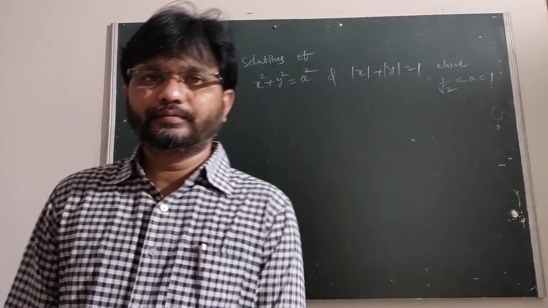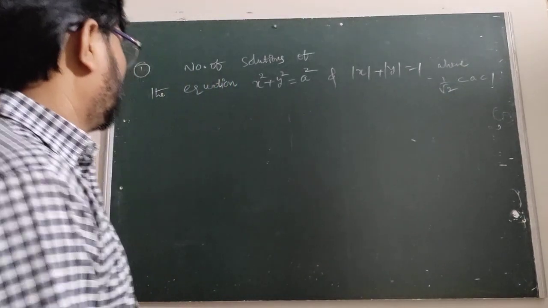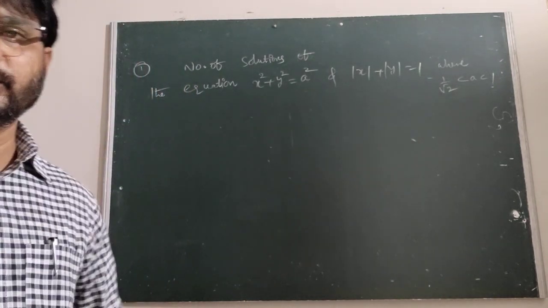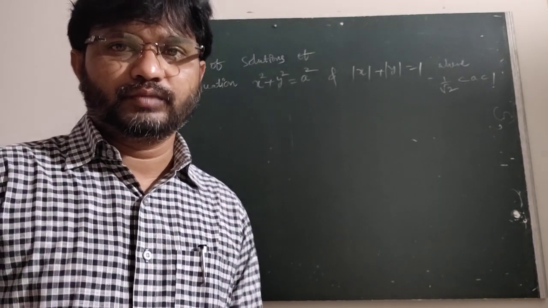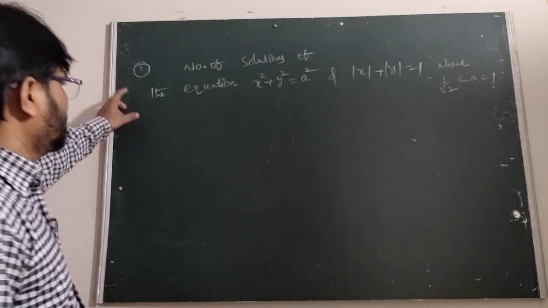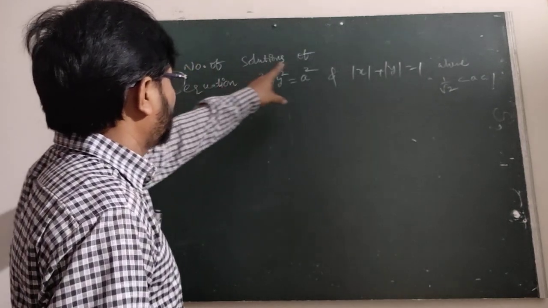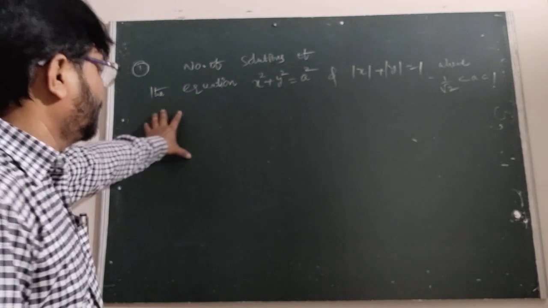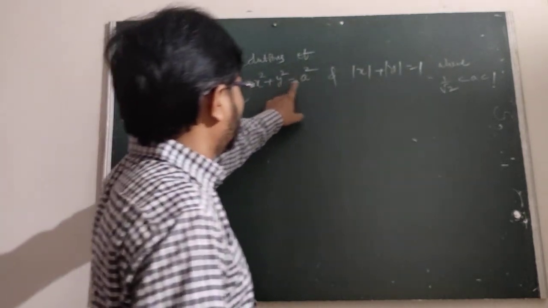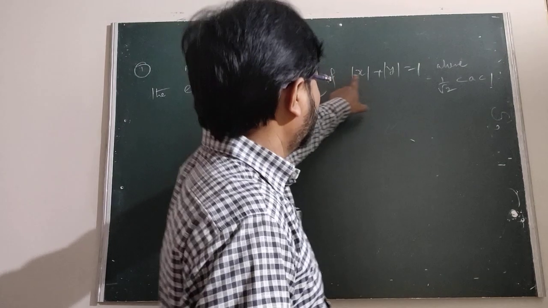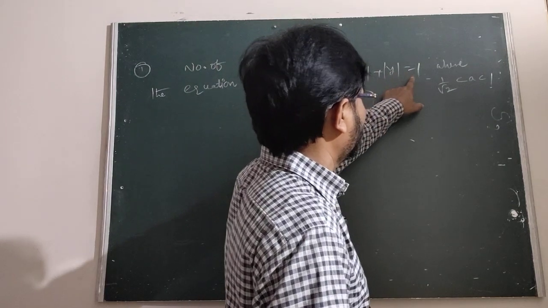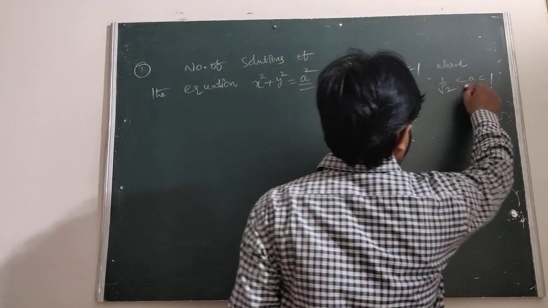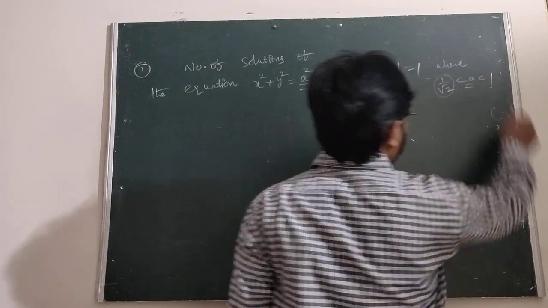Hi everyone, good morning. So today we are going to look at some different models in quadratic expressions and theory of equations. Question number 1: the number of solutions of the equation x square plus y square equal to a square and mod x plus mod y equal to 1, where a lies in the interval 1 by root 2 to 1.